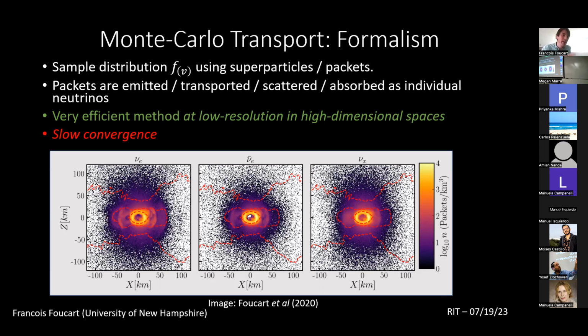The general idea here for the Monte Carlo method is that you are going to sample the distribution function of neutrinos using superparticles or packets. And then those packets are going to basically behave like individual neutrinos.